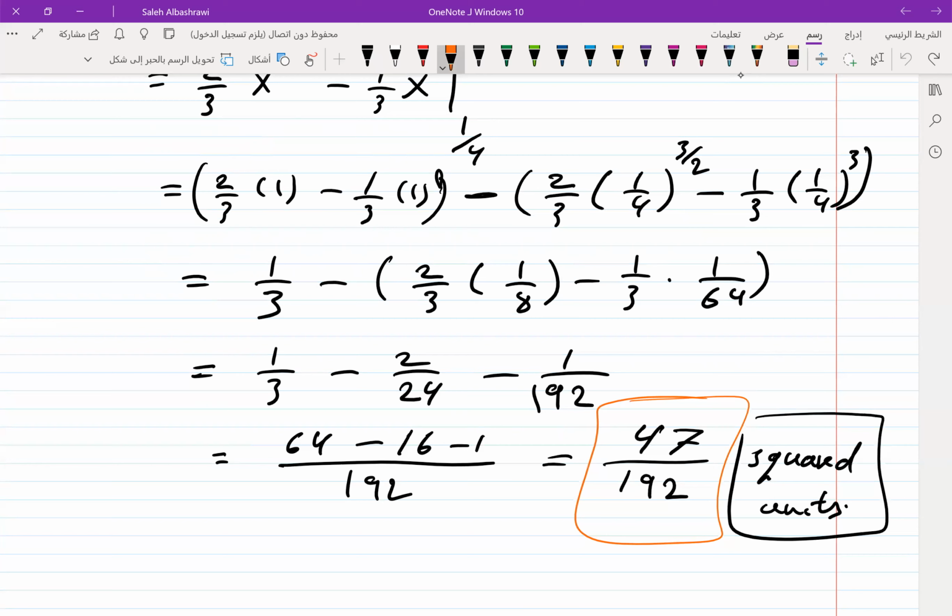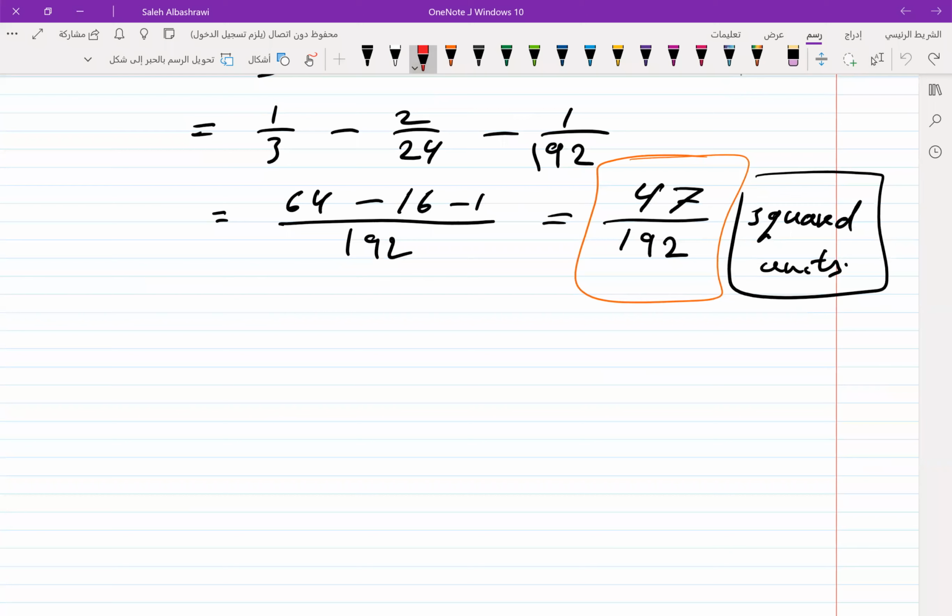So the idea is just to construct the definite integral. See which function is the upper one and which function is the lower one. Then it will be the upper function minus the lower function, and the limits of the integration will be the values of x. Let's take another one. Number 2.